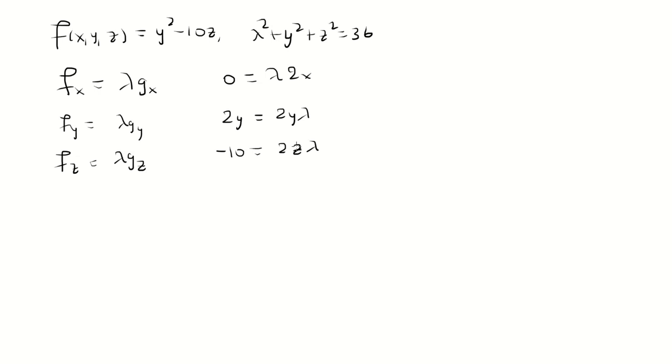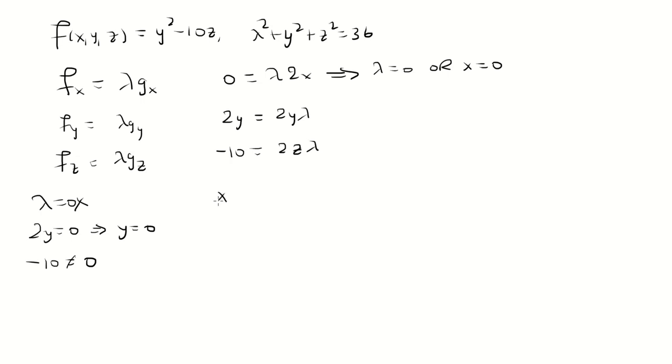So let's start off with the first equation. This one says either lambda equals 0 or x equals 0. So let's consider both cases. If lambda is 0, that means if we go on the bottom here, we have 2y equals 0, which means y is 0. And then going down here, negative 10 equals 0, which is a contradiction. So lambda cannot equal 0.